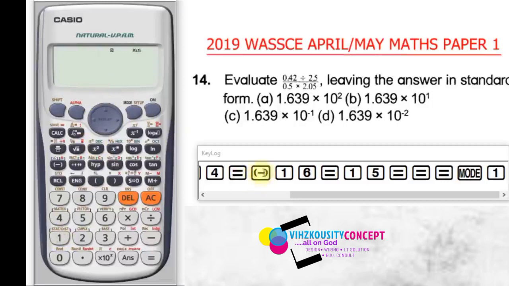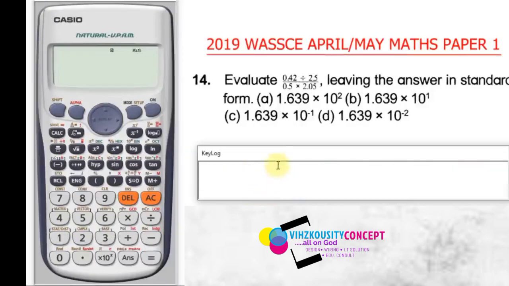So having done that, I want to clear the log so that you can see what I'm doing here. I've cleared all. So I want to input this expression into the calculator. It's also a fraction, and we have a playlist on fractions where you can learn how to solve questions on fractions with the scientific calculator. You can check that out on the link that's being flashed, or in the link shown in the description below.